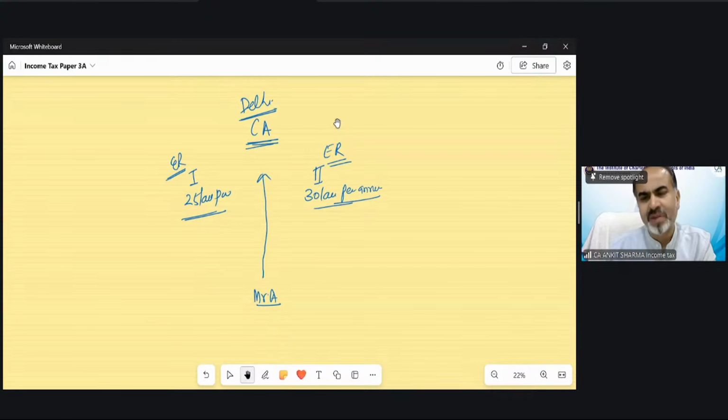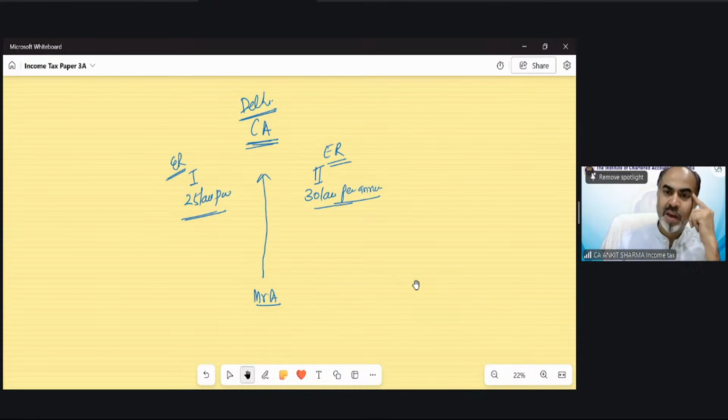Second option, of course, 30 lakh rupees. Obviously, there is nothing complicated in this question. It's a very simple, basic question. But being a CA, we cannot answer like this. We have to ask some more questions to him.